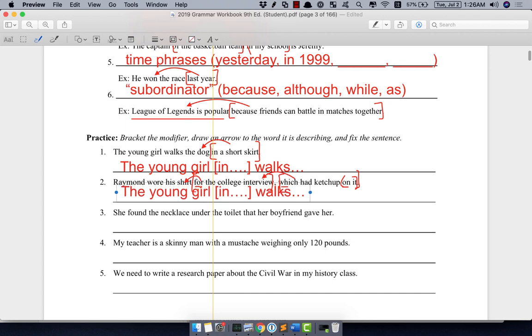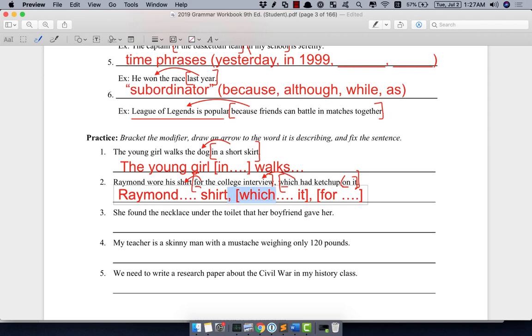You can fix it by, well, since which had ketchup on it describes a shirt, what you could do is write: Raymond wore his shirt, comma, which had ketchup on it, comma, for the college interview. Okay, and I'll describe this a little bit.